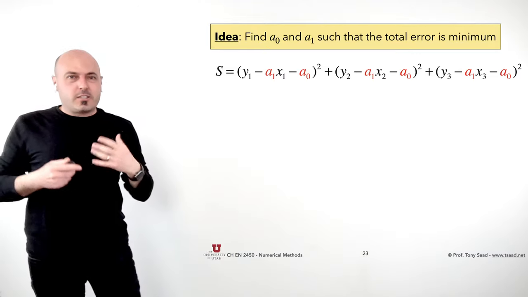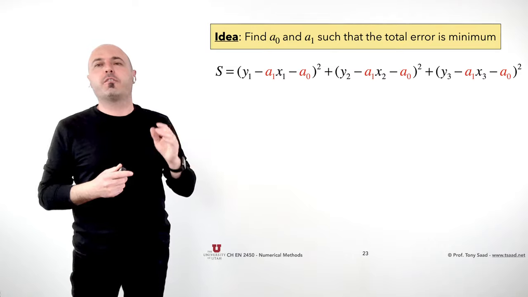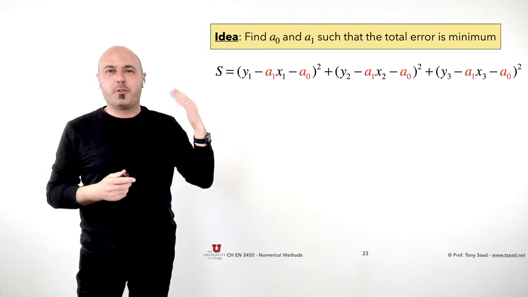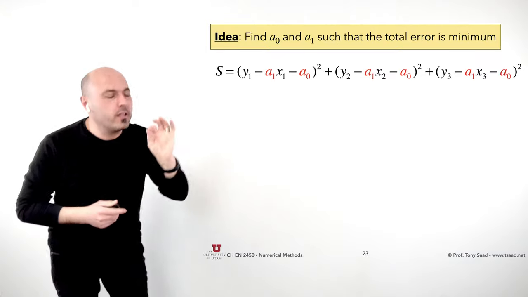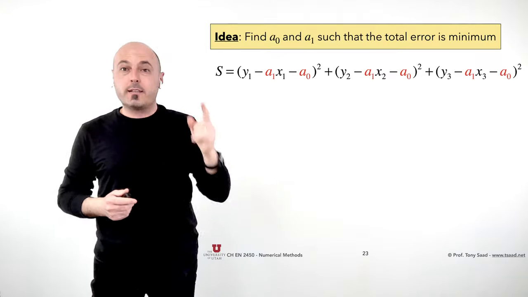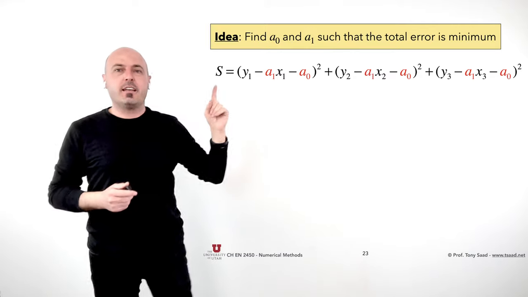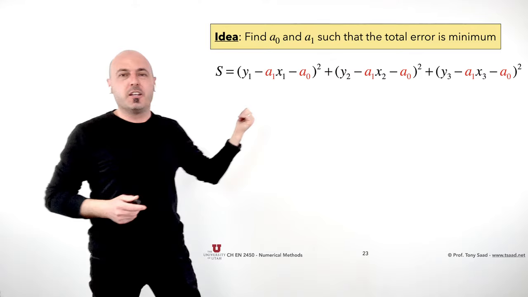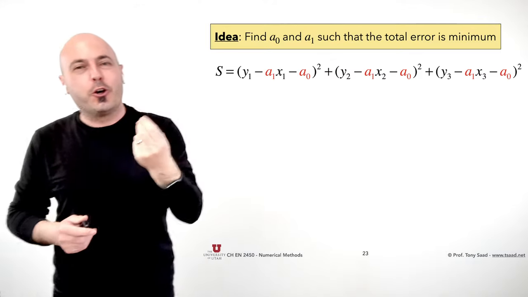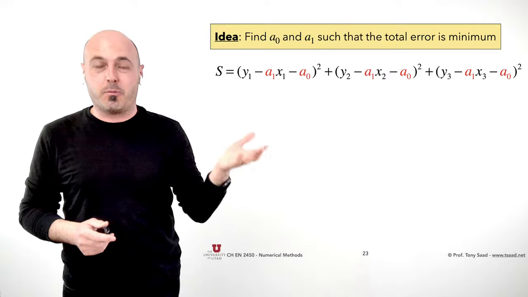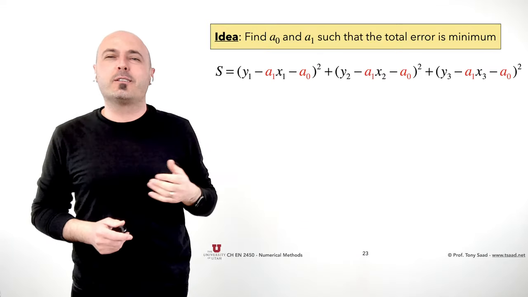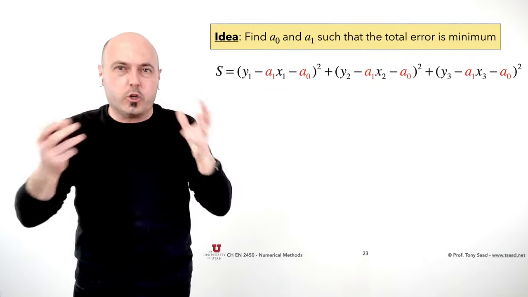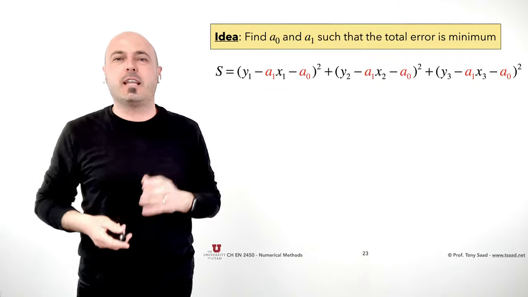Now, the idea is going to change. We said we're going to find the curve that minimizes the error between the points and the model curve. Now, we're going to be a little bit more specific. We're going to find A0 and A1 that minimize this total error. So really, when we said find the curve that minimizes the error between the model curve and the data points, we're saying find the coefficients or the unknowns in that model curve that will minimize that error.